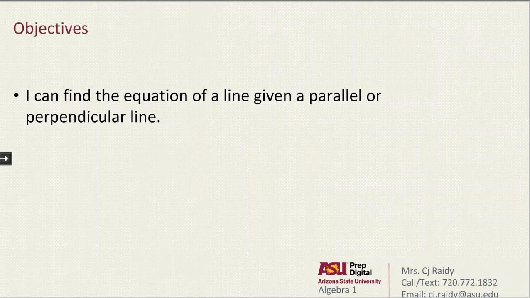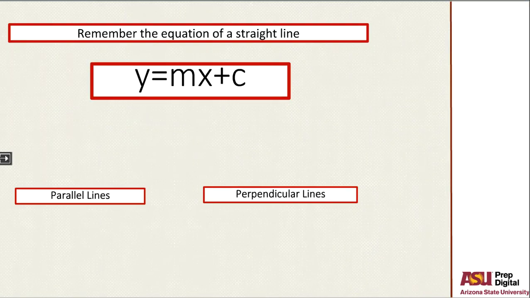The objectives for this lesson are finding equations of a line given a parallel or perpendicular line and some other piece of information, like a point. First, before we do those two examples, we're going to start with just some reminders.